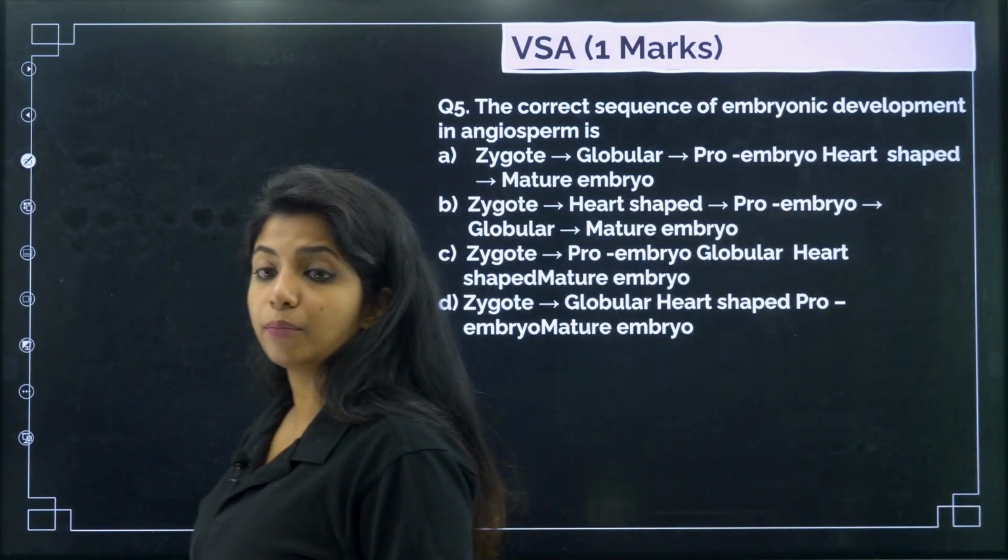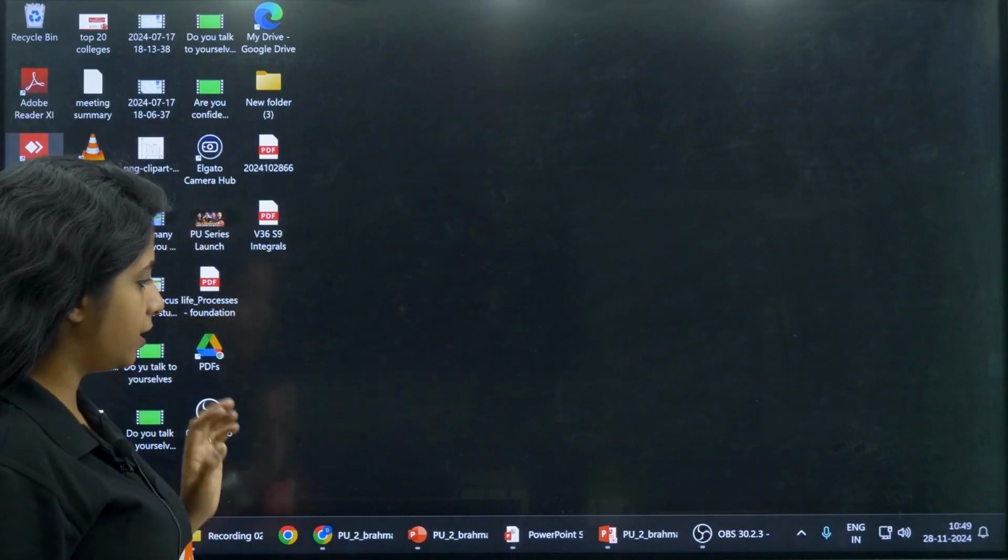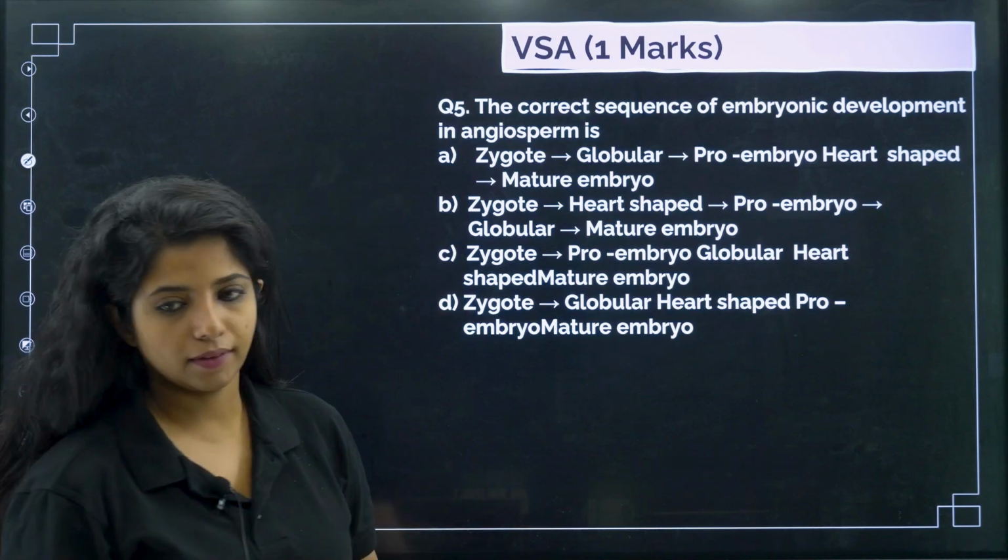The correct sequence of embryonic development in angiosperm is. So, okay, I did something. Just a second. Okay. So, the next question.